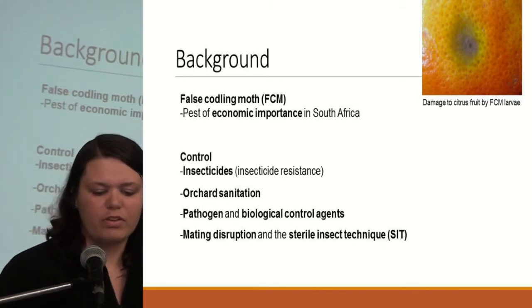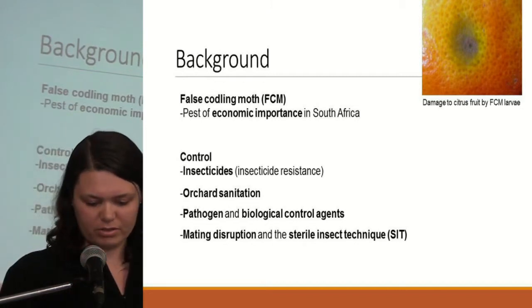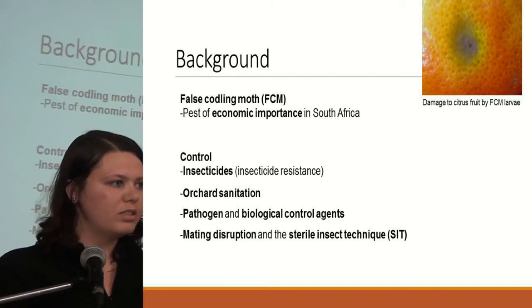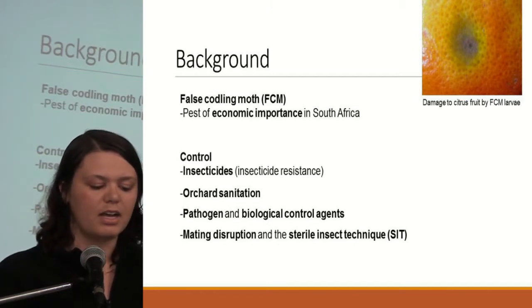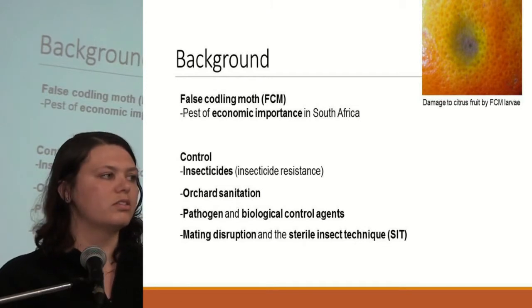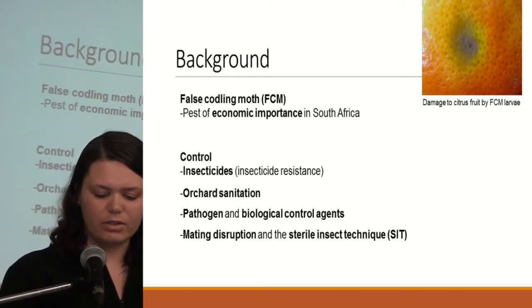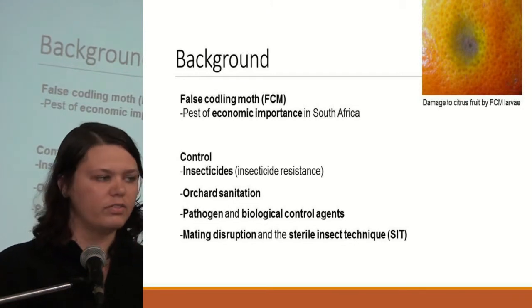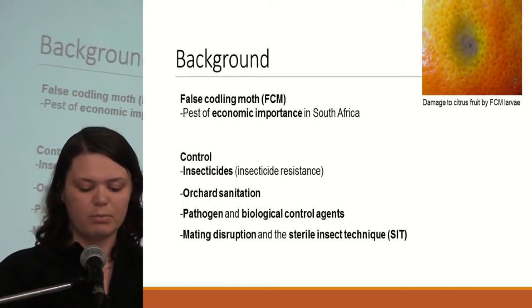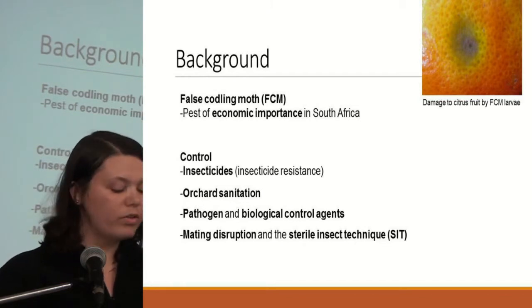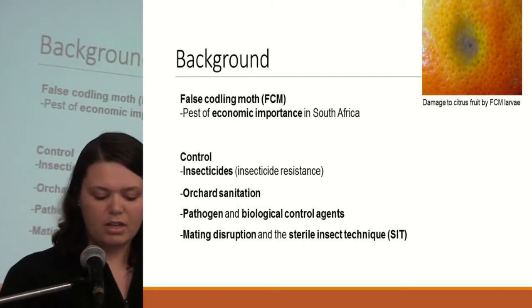Right, so as we all know, the false codling moth is a pest of economic importance, and it affects a wide array of plants. There have been some control measures, which include insecticides, orchard sanitation, pathogens and biological control agents, as well as mating disruption and the sterile insect technique. The sterile insect technique, or SIT, is a technique of non-lethal sterilization within the pest population, in which sterile individuals are released into the population. All of these practices together do form part of an integrated pest management strategy.